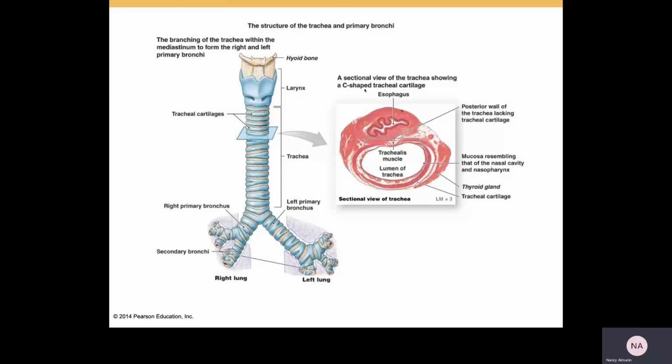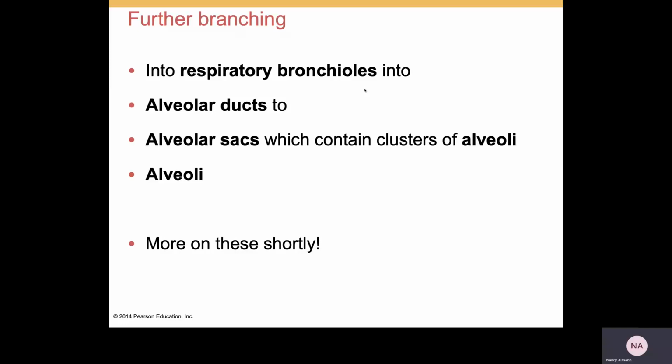Now, this shows you what's going on. There is the trachea. You can see the primary bronchi on each side, and the secondary bronchi on each side. You can also see very nicely a transverse cross-section of the trachea and the esophagus posterior to it, which you've already seen, but there it is again.